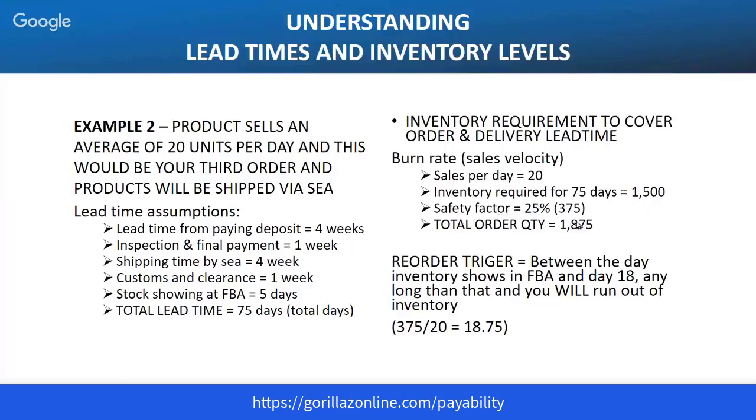This is why we got that safety factor in now. Okay, so that safety factor is our trigger point. Does it make sense? So 375, which is our safety factor, or our buffer time, whatever you want to call it. Okay, so once we're burning at 20 a day, our burn rate, or sales velocity, is 20 a day, and that's going to give us 18 days worth to burn through these 375.